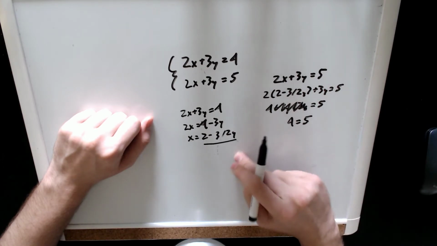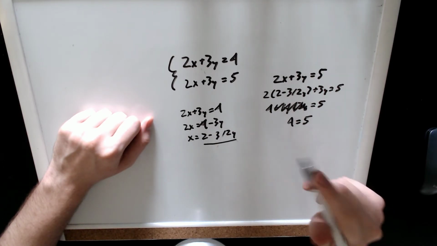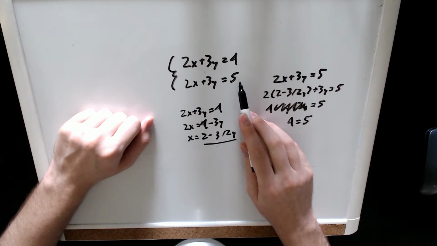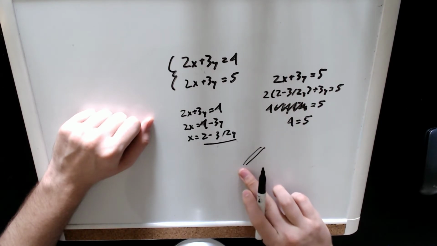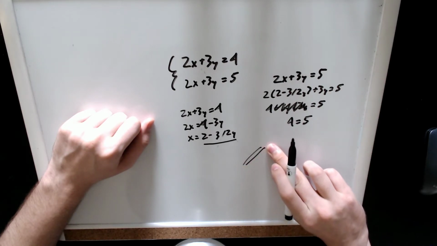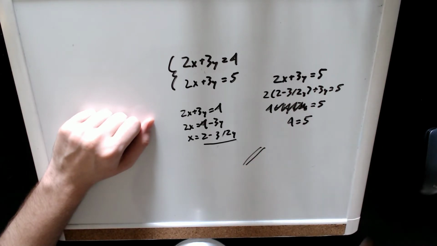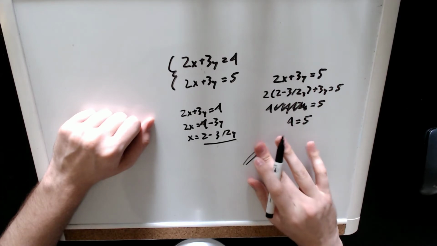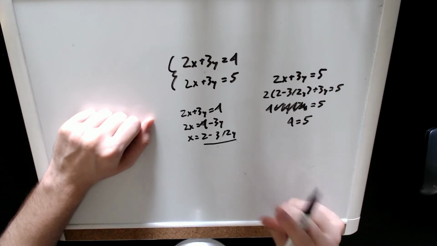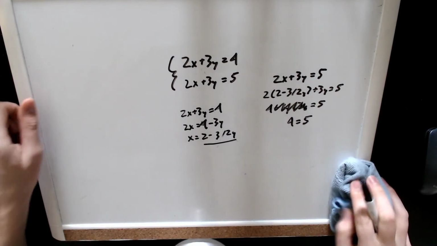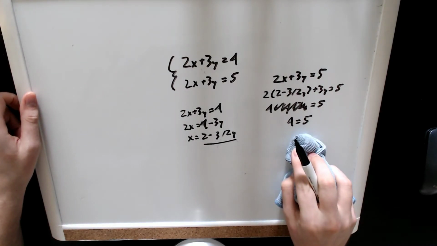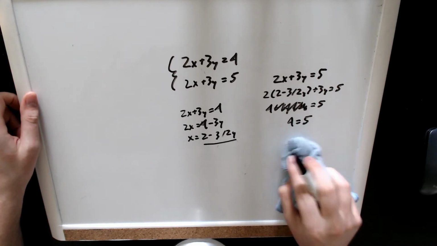So this is a system of equations where there is no solution, or where they go next to each other or parallel to each other on the graph forever. They're never going to cross. This is our inconsistent system of equations. So that's what it looks like when you get to an inconsistent system of equations. You get something that's impossible.